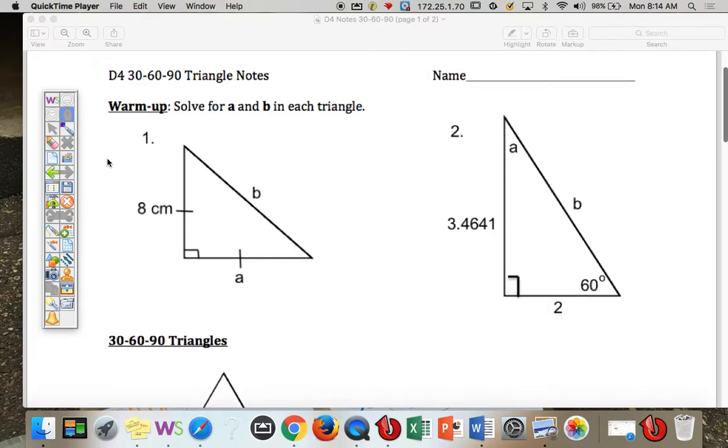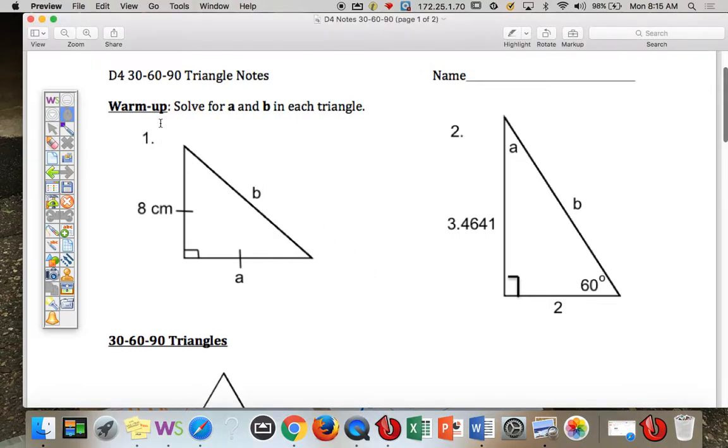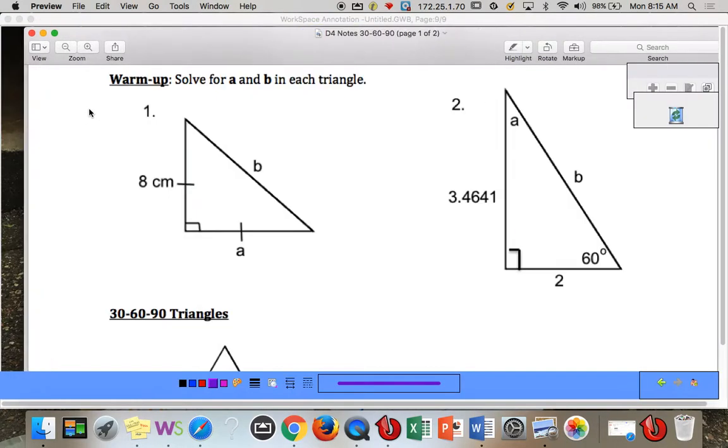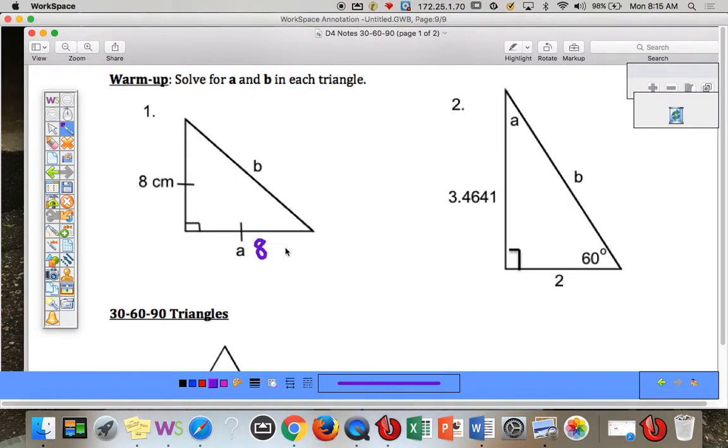Today we're going to look at 30, 60, 90 triangles, which are special triangles that you can use shortcuts to solve for sides. So let's do a quick review of what we did yesterday, 45, 45, 90 triangles. So number one is a 45, 45, 90 triangle. We know that because two sides are the same, so A is 8. And then if you remember the shortcut, B will be 8 square root of 2. And that only took like a second to do. You could use Pythagorean theorem as well, but that was way quicker.